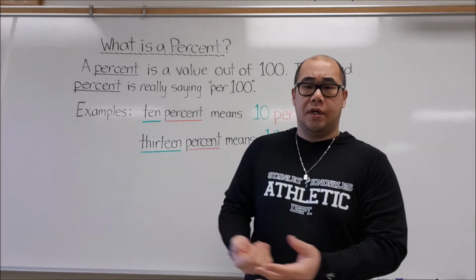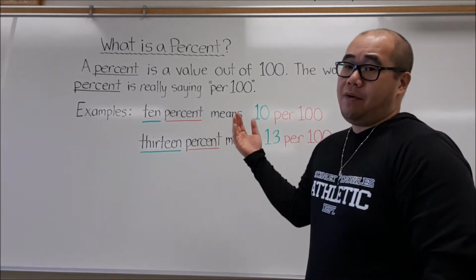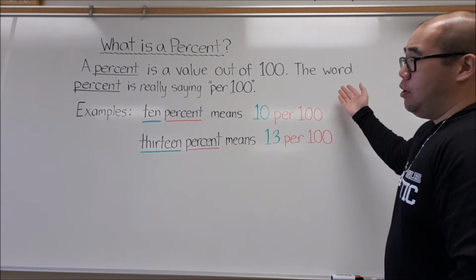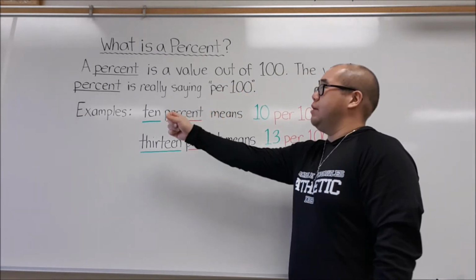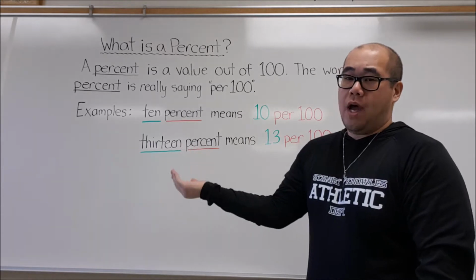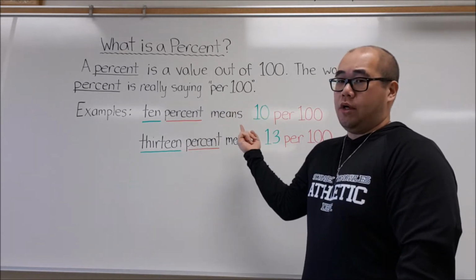So what is a percent? Well, a percent is a value out of 100. Essentially that's what it is. The word percent itself really means per 100. So when we're saying percent, we're actually saying per 100.